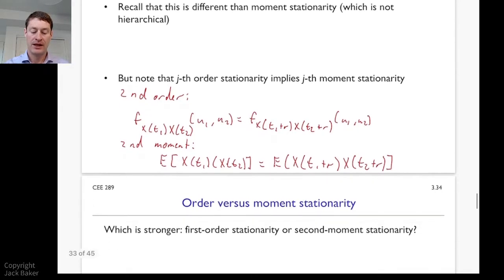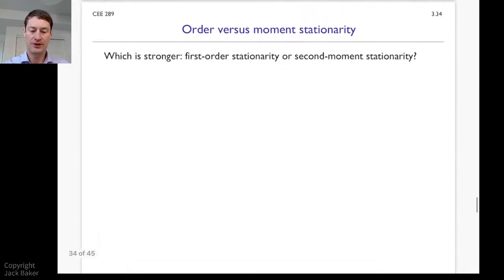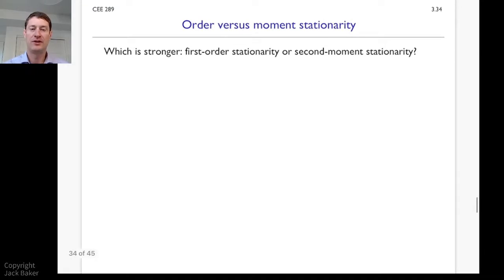Okay. So here's a question to think about: do we have a ranking of stationarity? So if I said I have a process with first order stationarity, and I have a process with second moment stationarity, is there one of these that's stronger than the other? And you could pause your video and think about it for a second. Okay, so let's think it over here.